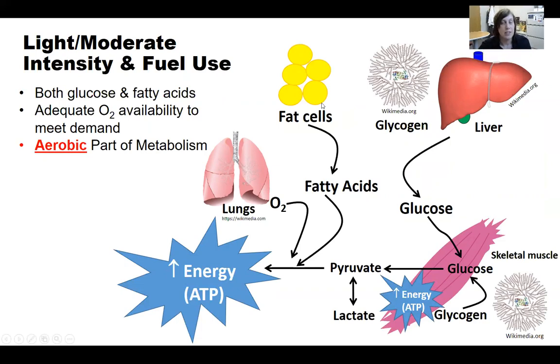So fatty acids are being released from fat cells, and then along with use of oxygen, we can actually break down those fatty acids for energy. We can also use glycogen stores and break off glucose molecules.